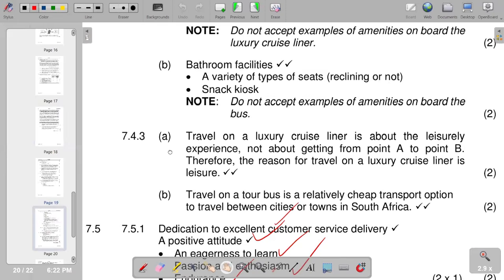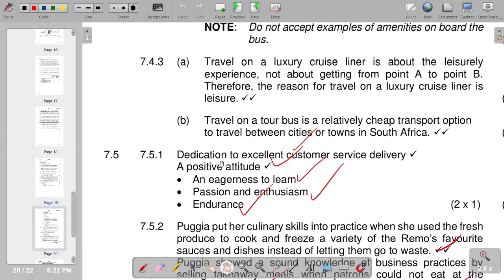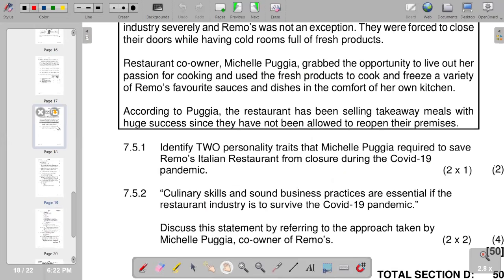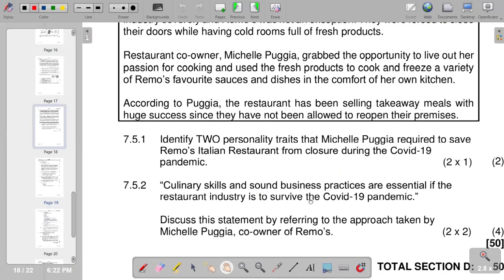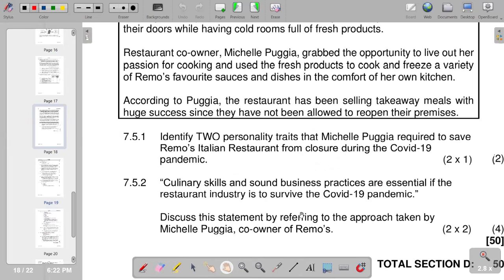In response to that, our responses are dedication to excellent customer service delivery, a positive attitude and eagerness to learn, passion and enthusiasm, and endurance. Those are the possible responses that we can give. Then we have 7.5.2. Culinary skills and sound business practices are essential if the restaurant industry is to survive the COVID-19 pandemic. Discuss this statement by referring to the approach taken by Michelle Paglia, who is co-owner of Remo's.